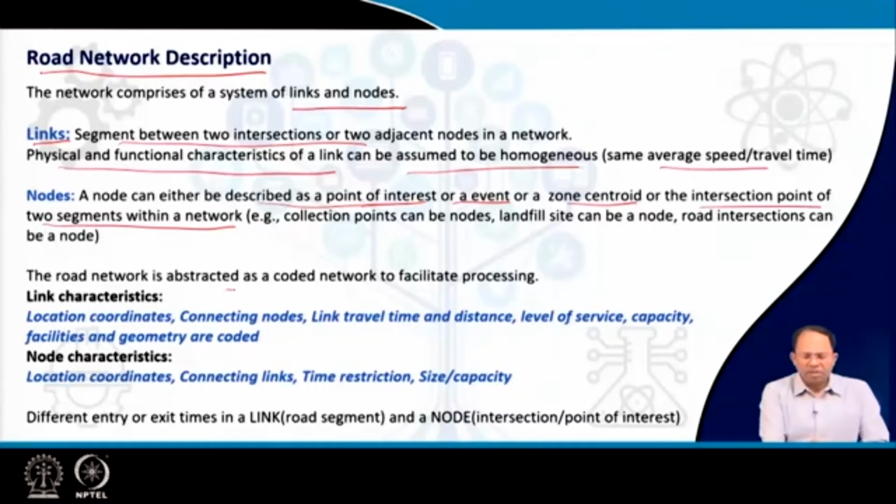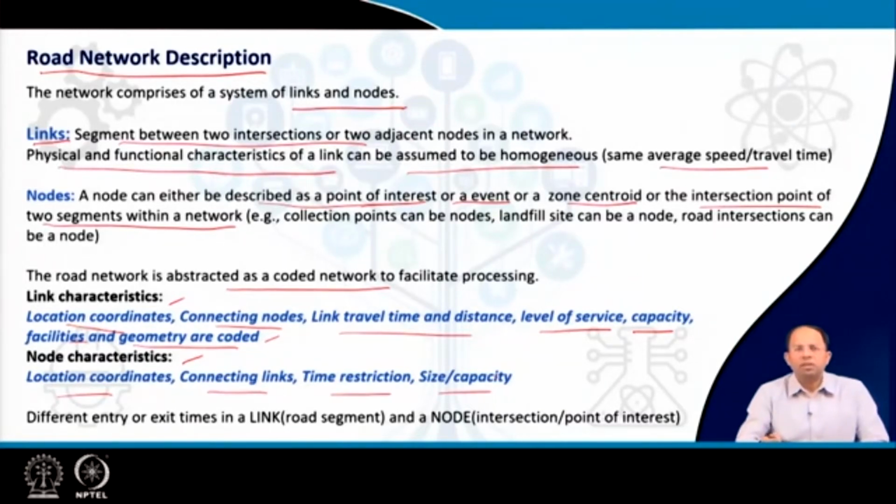So the road network is abstracted as a coded network to facilitate processing via computers. And all these link characteristics and node characteristics are entered. For example, location coordinates, connecting nodes, link travel time and distance, level of service, capacity, facilities along that particular link, geometry of the link. These are all coded for this particular link. For node characteristics, location coordinates, connecting links, time restrictions, size and capacity restrictions, all these things are also considered. So these are the different characteristics that we consider.